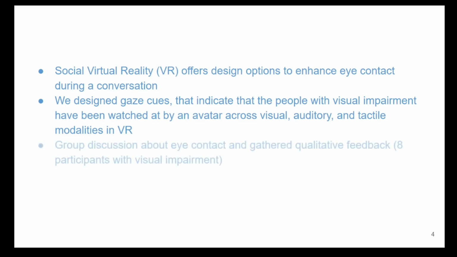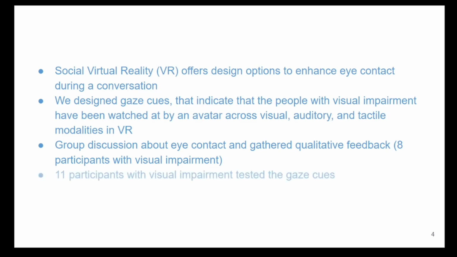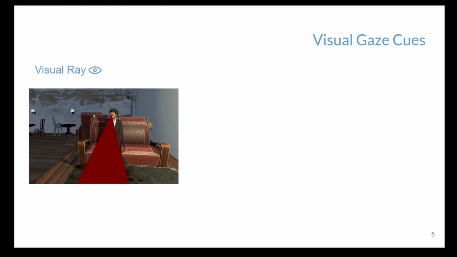We performed a group discussion with 8 people with visual impairment, and 11 people with visual impairment tested the initial gaze cue designs. On the left side, you see a picture of the VR scene, which is a coffee house-like setup with the realistic human avatar sitting opposite. And you also see the visual ray gaze cue, which consisted of a red-colored ray that extended from the avatar's eyes to below the participant's head in the scene and was displayed for a duration of 2 seconds.